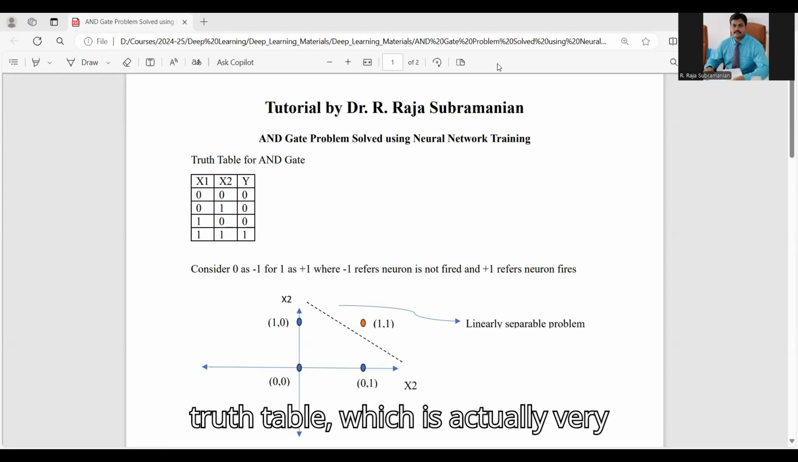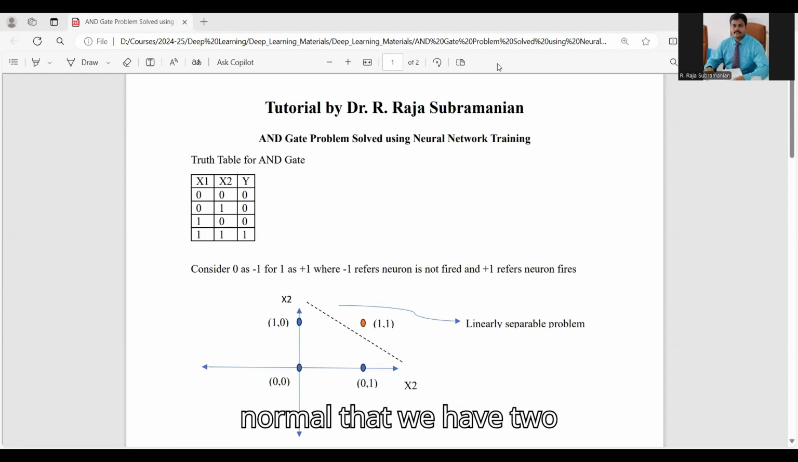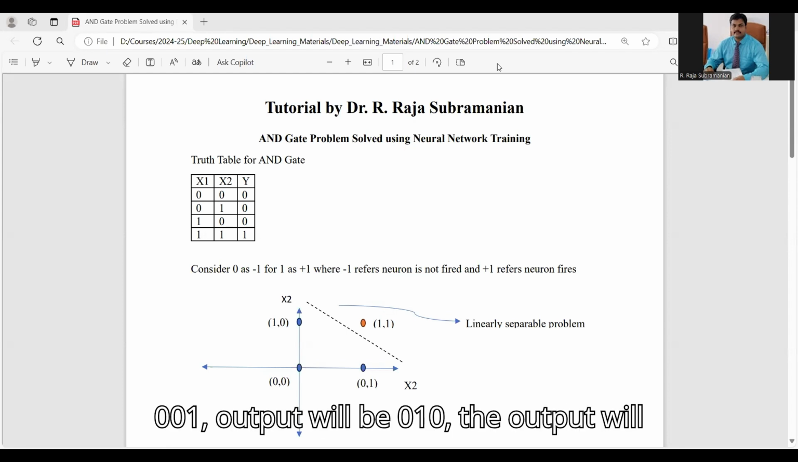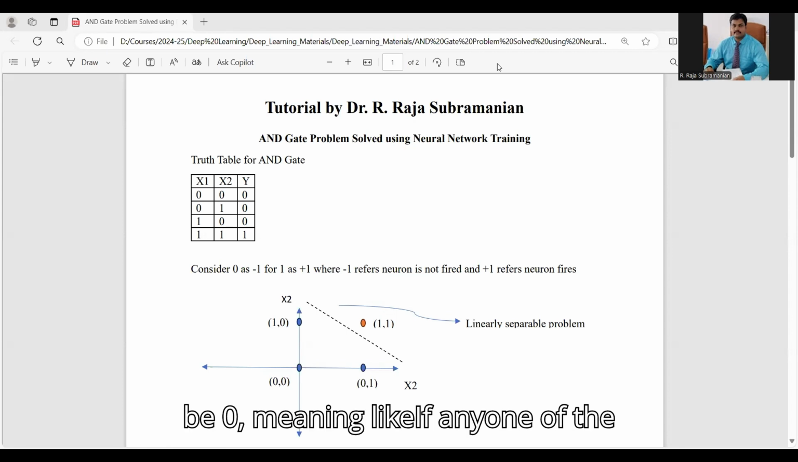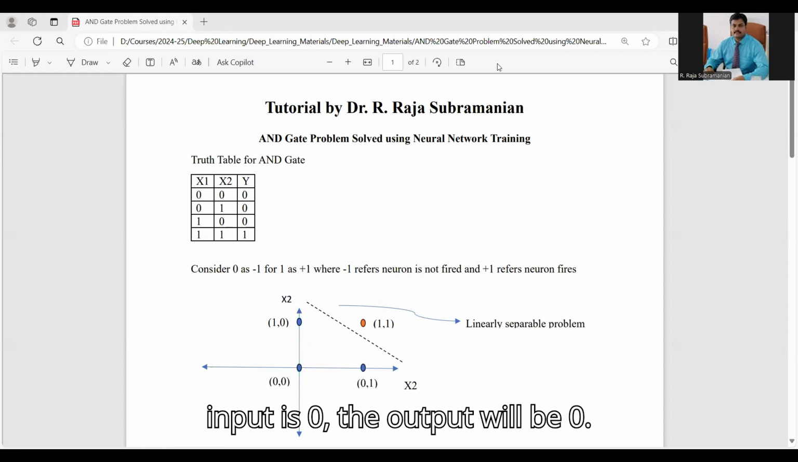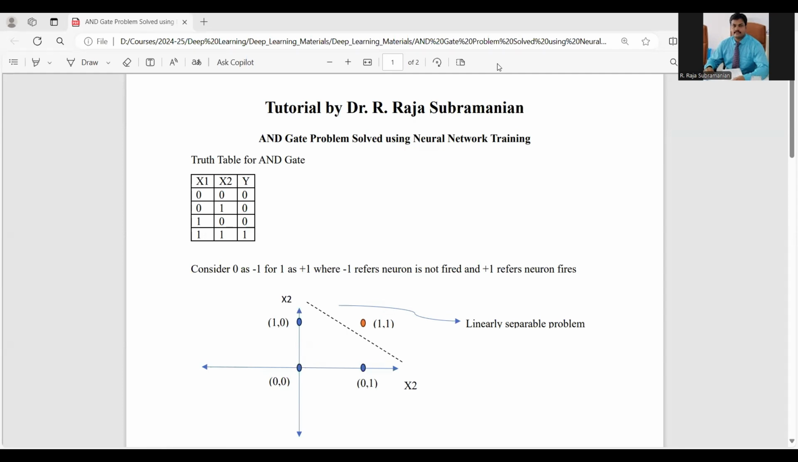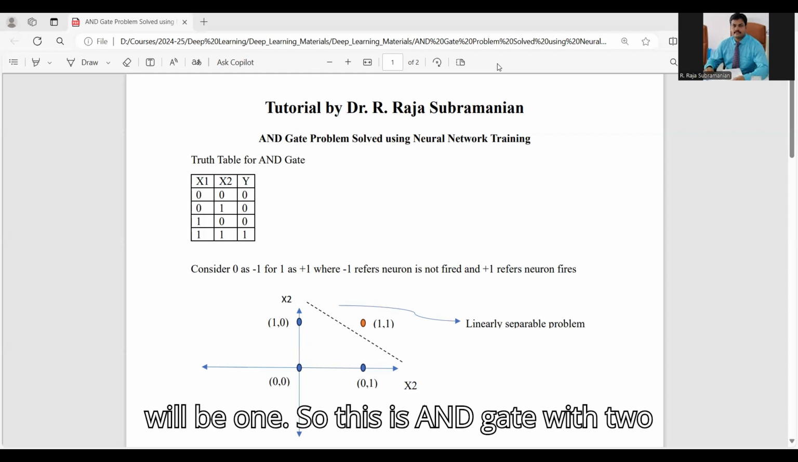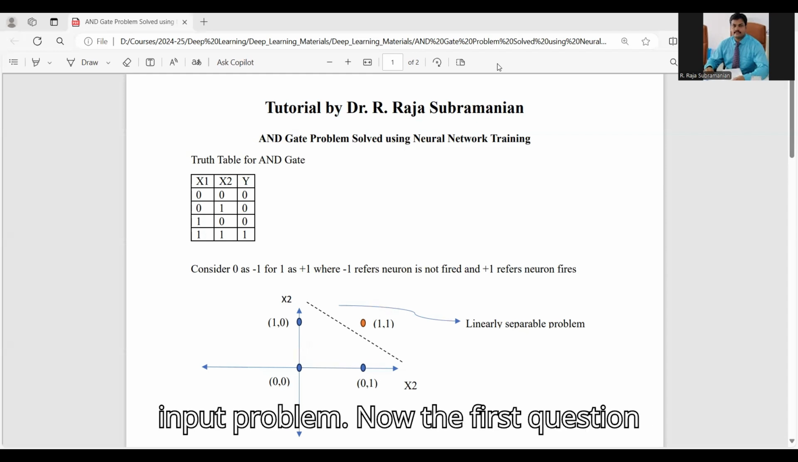Let's see its truth table, which is actually very normal, where we have two inputs, say 0, 0, the output will be 0. 0, 1, output will be 0. 1, 0, the output will be 0. Meaning if any one of the inputs is 0, the output will be 0. If both the inputs are 1, the output will be 1. So this is an AND gate with two inputs.